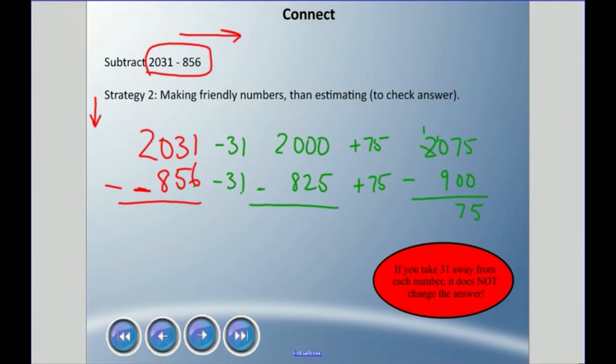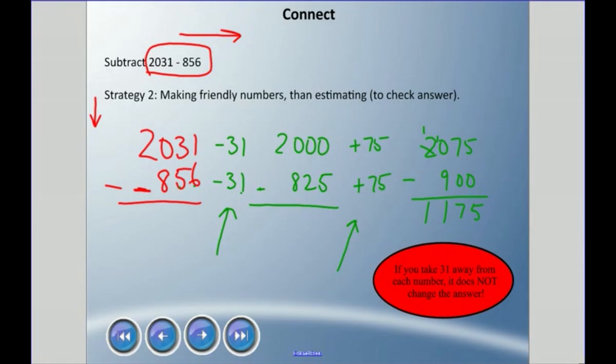I only have to borrow once, 10, and I get the same exact answer. So just remember that whatever I'm doing, taking away or adding, it's not changing the answer. You can see we got the same answer. It will change the answer if you don't do the same to both numbers.